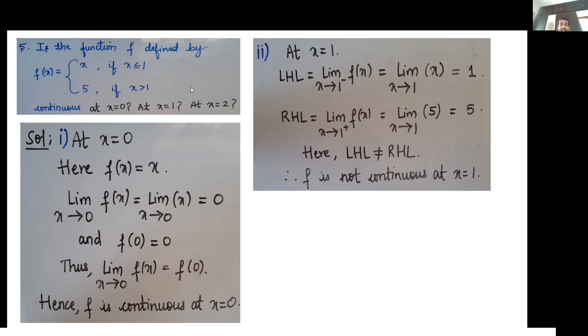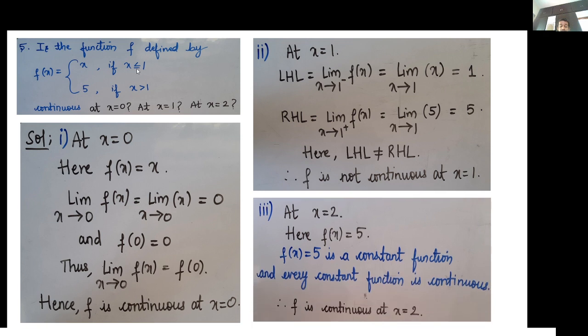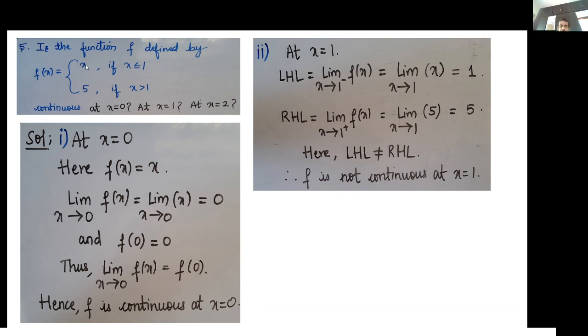Second case, at x is equal to 1. So the x is equal to 1 case comes here. In this case you need to go for LHL and RHL. So LHL means the limit of f of x as x tends to 1 minus. 1 minus means the less than 1 branch. The less than 1 branch is the first branch. In this case f of x is x. So I substitute f of x as x. As x tends to 1, you will have the limit value to be 1.